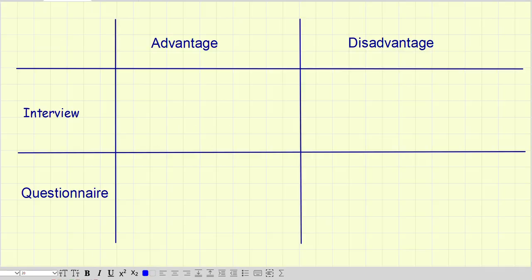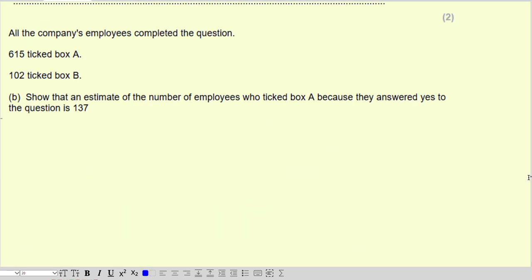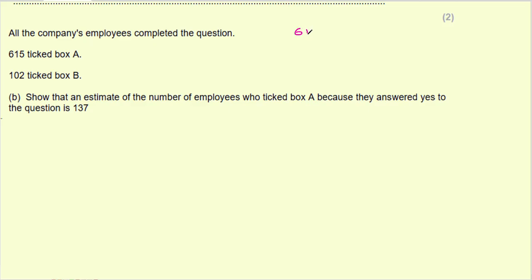Right. Next then, let's do the calculations with this. All the company's employees completed the question. 615 ticked box A, 102 ticked box B. First of all, let's work out how many people there were altogether who did the questionnaire. Now, GCSE statistics is a calculator exam. You don't need to do anything non-calculator, so just feel free to get your calculator out. But it's 717 people took part, so 717 participants, we could say.